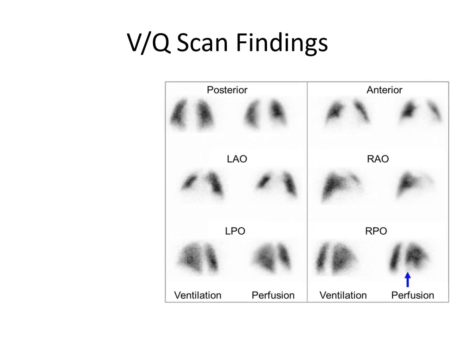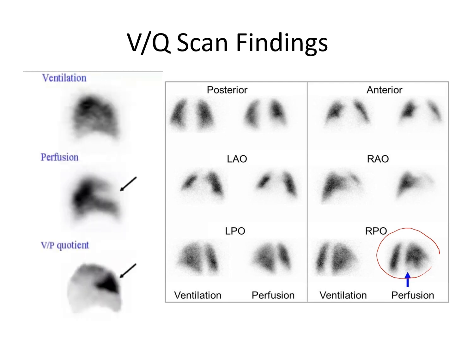We can see in this image, this is the ventilation perfusion map. We can see that there is a blue arrow denoting the perfusion defect in this image. So this is the ventilation perfusion mismatch. Now this is the image showing the ventilation map and the perfusion map. There is a defect, and when the two are combined, we can clearly see that there is a ventilation perfusion mismatch. This is the ventilation perfusion mismatch.